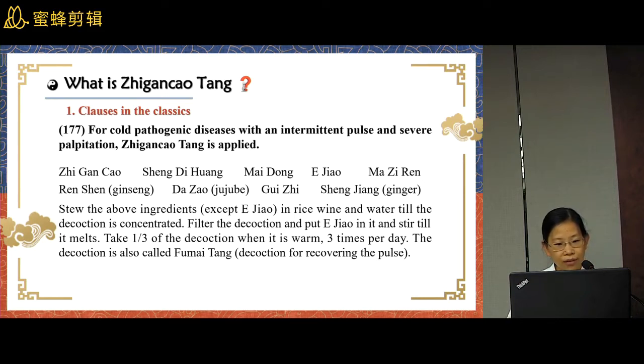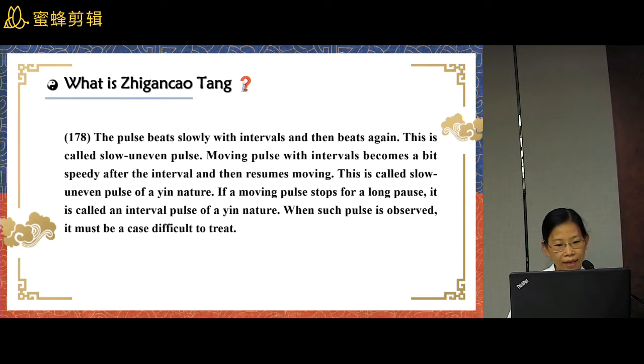After introducing Zhi Gan Cao Tang, the Treatise on Cold Pathogenic Diseases also describes the pulse. As I just mentioned, it can be divided into irregularly intermittent pulse and regularly intermittent pulse. The difference is the regularity of intervals. When it comes to yin-yang properties in TCM, the two pulses have a yin nature, reflecting insufficiency of qi and blood.